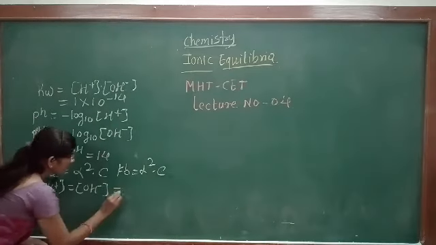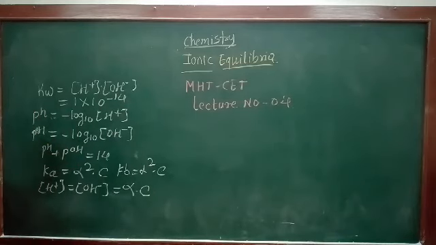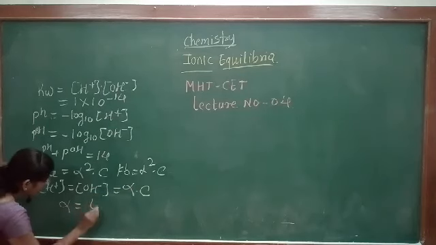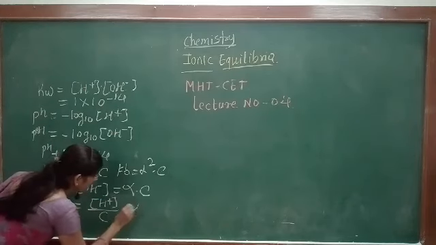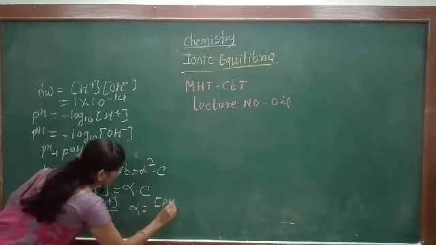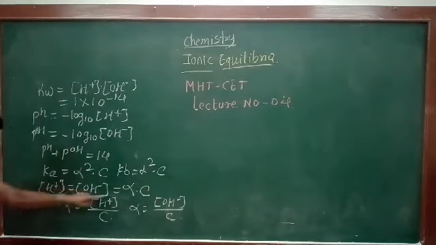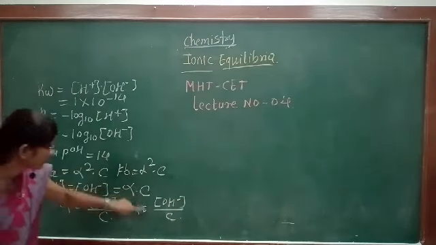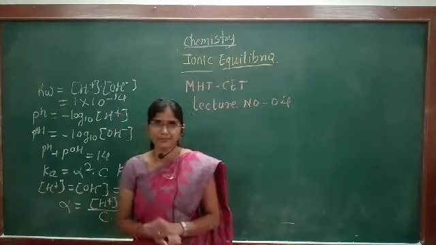OH minus, which is equal to alpha into C. Or alpha is equal to H plus upon C, or alpha is equal to OH minus upon C. These are some formulae for revision.